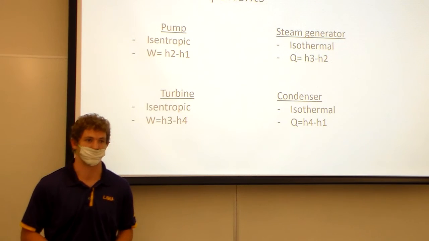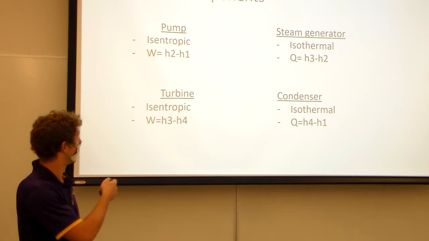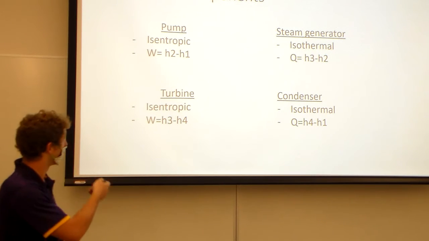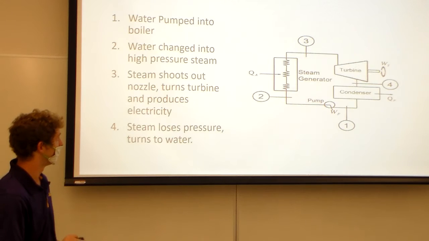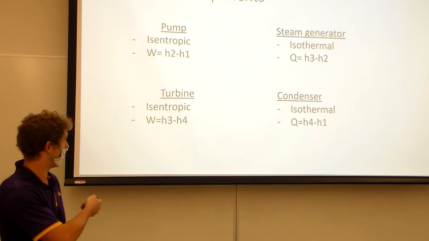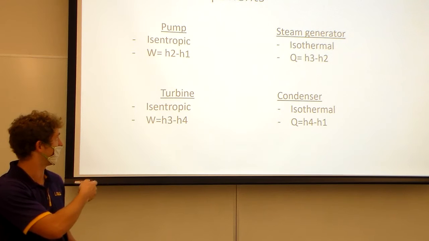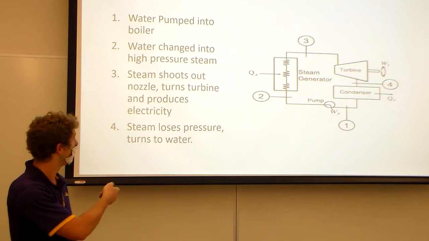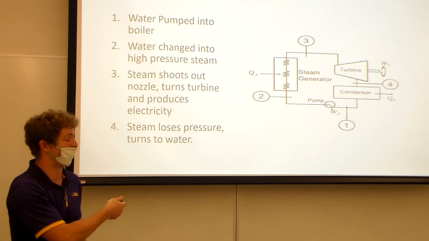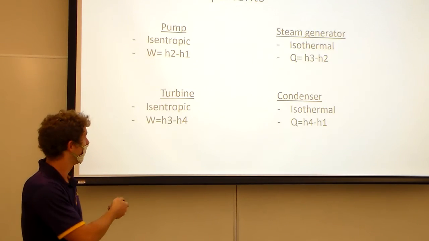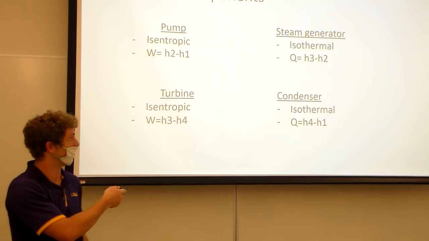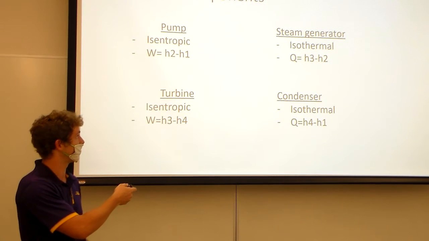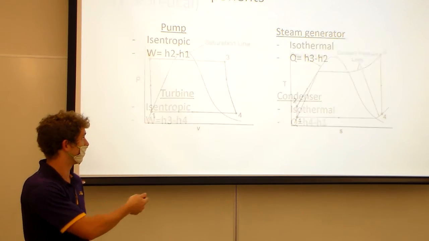So, the technical components. Like I said, I want to explain the technical components. The first is the pump. The pump is isentropic, and this is the formula for the work here. You have the turbine, which is also isentropic. So these are the 2 isentropic, and these are the 2 isothermal. The turbine and the pump are the components that have to do with the work of the system, and they are isentropic. The components that have to do with the heat of the system are the steam generator and the condenser.